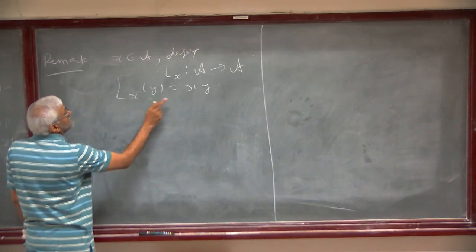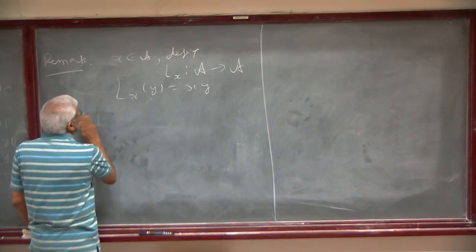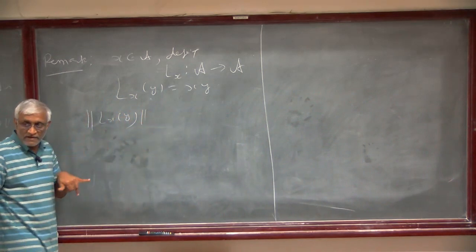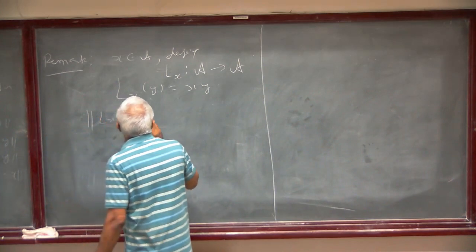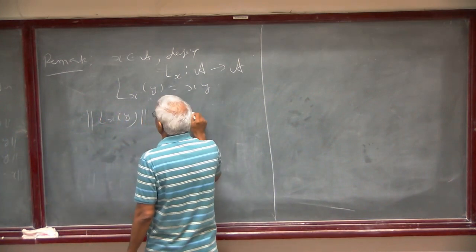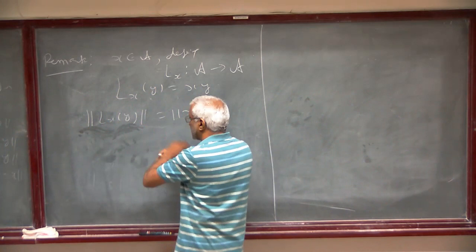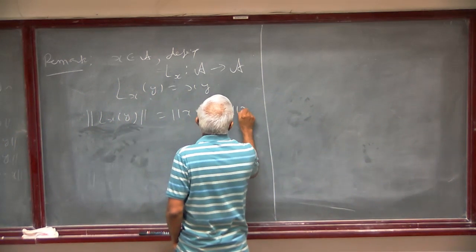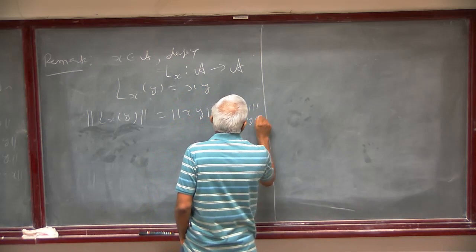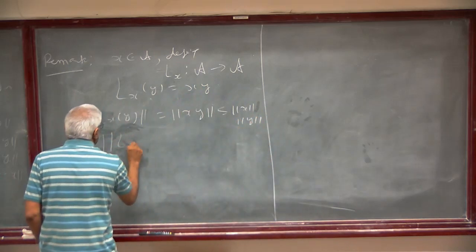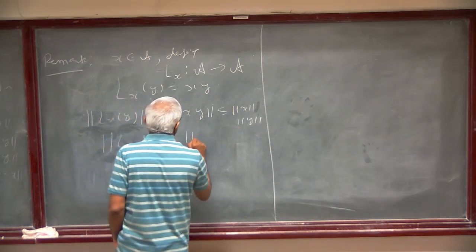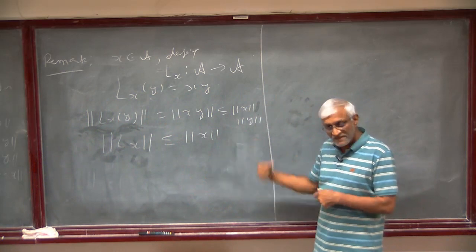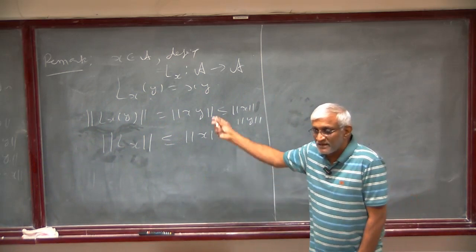Now you can see that this is continuous. So we know that norm of Lx of y equals norm xy, which is less than or equal to norm x times norm y. So this implies the operator norm of Lx is less than or equal to norm x, by the definition of operator norm. And you have to say that this is equal to that. For that, you have to say that the supremum exists.